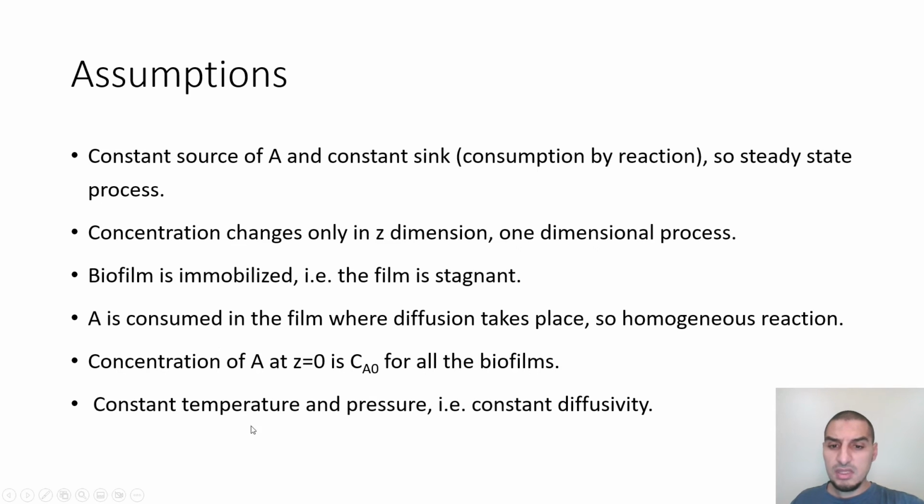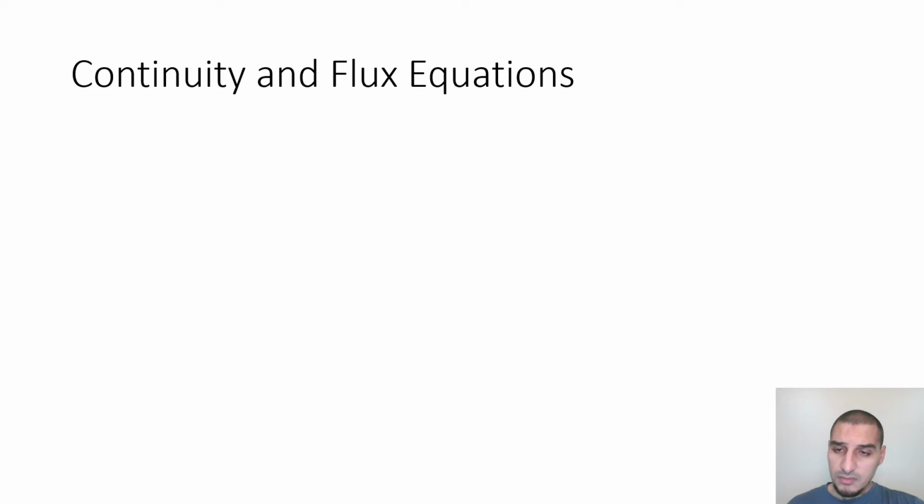Now, A is consumed in the film where diffusion takes place. So I think it is very clear that it's a homogeneous reaction, and the concentration of A is C_A0 at z equals 0 for all biofilms, because we assume that it's like a perfectly mixed tank. So the concentration anywhere is constant, and we have constant temperature and pressure, which means that the diffusion coefficient is constant. So now when we want to start, we need to write our equations, which are the continuity equation and the flux equation.